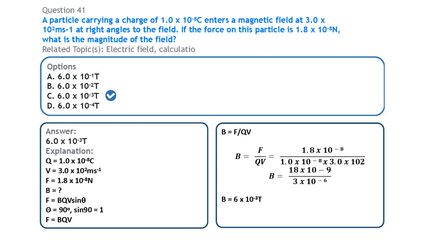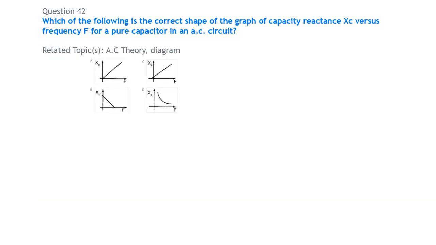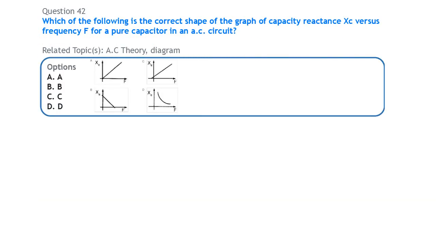Which of the following is a correct shape of the graph of capacitive reactance XC versus the frequency for a pure capacitor in an AC circuit?